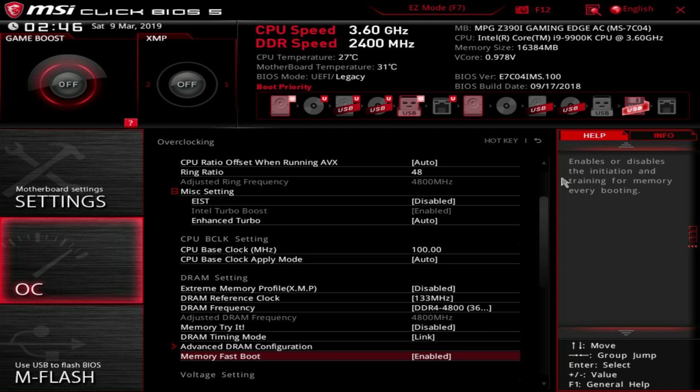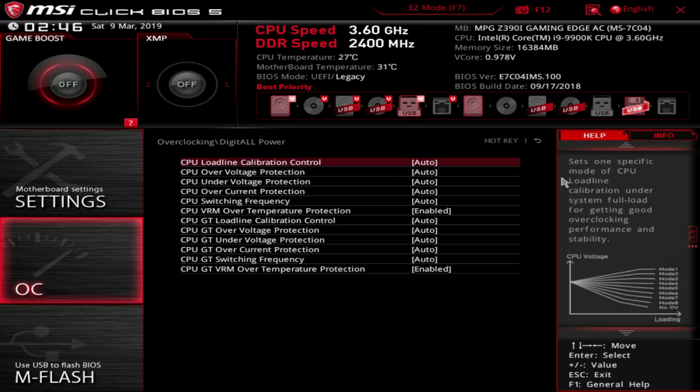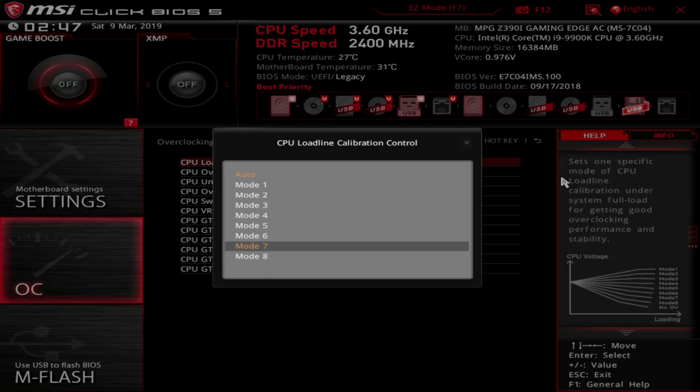If you need to do this to get into Windows with a set of memory settings, then they're pretty bad in terms of stability. So generally not useful for day-to-day usage. Next we get VRM settings. This is called digital all power, but as far as I know, this voltage controller is partially analog, so that's not entirely true. But anyway, we got load line calibration settings.